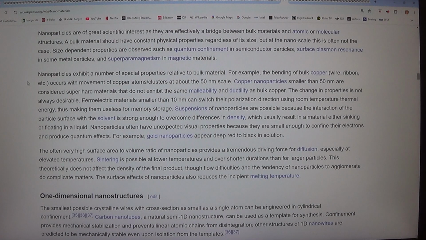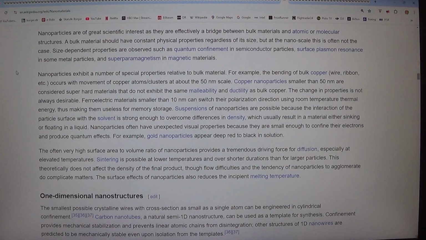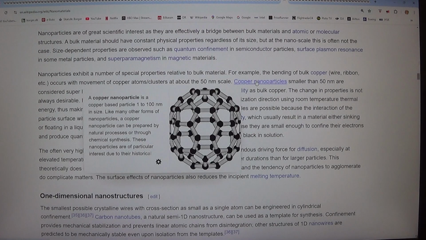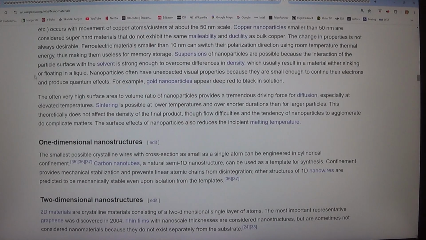Nanoparticles exhibit a number of special properties relative to bulk material. For example, the bending of bulk copper wire, ribbon, etc., occurs with movement of copper atoms or clusters at about the 50 nm scale. Copper nanoparticles smaller than 50 nm are considered super-hard materials that do not exhibit the same malleability and ductility as bulk copper.